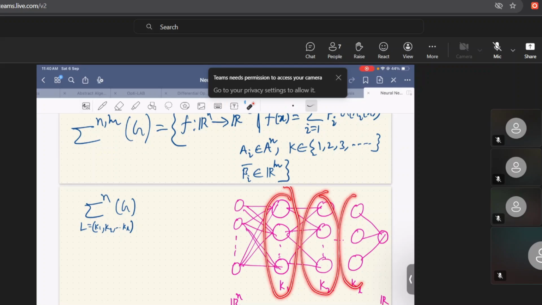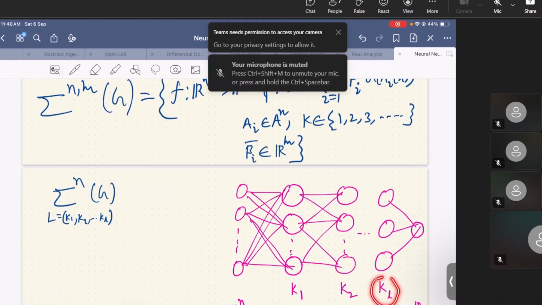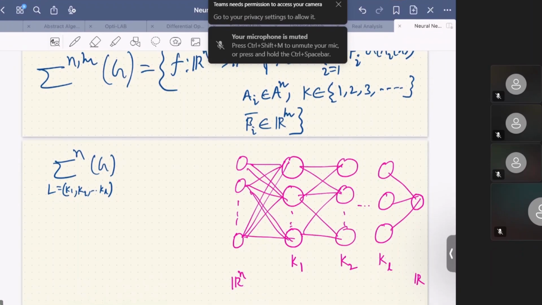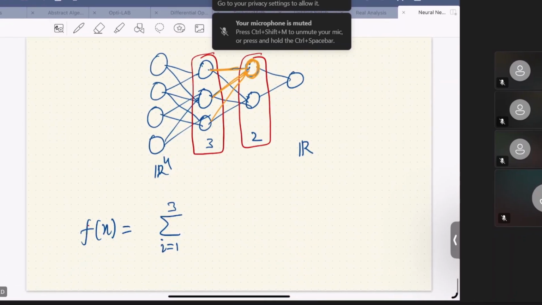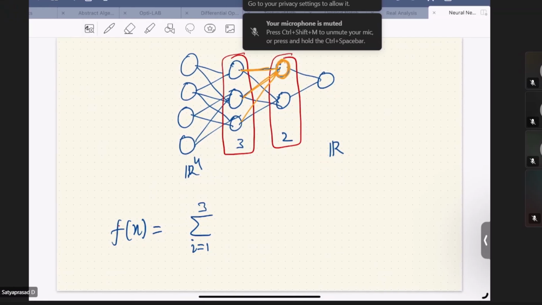The neurons sitting inside each layer need not be the same. I represented it as K1 neurons in the first layer, K2 in the second layer, and in the Lth layer you have Kl neurons. So that will generalize the formulae, the mathematical expression. Before that, let's simply try to build this one.